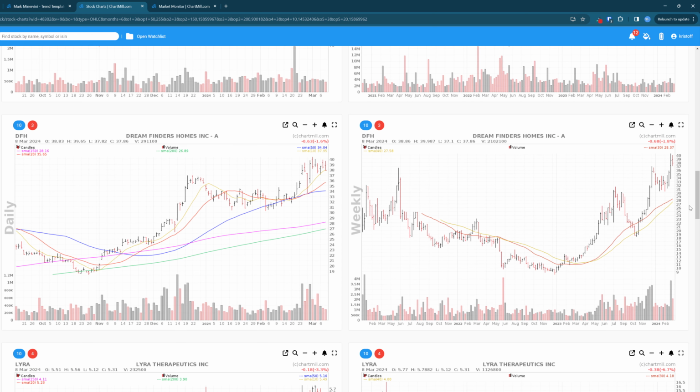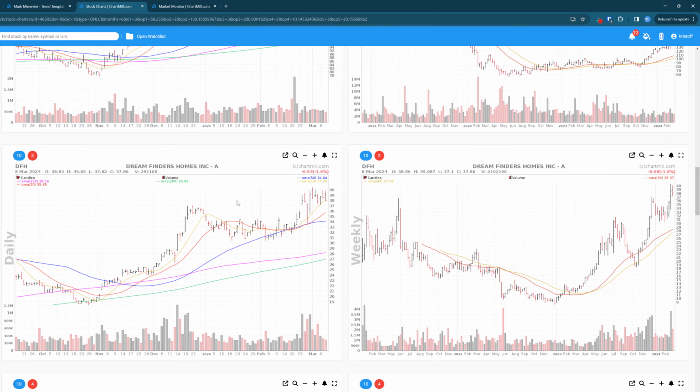Dreamfinders, it actually broke out. Now it's consolidating, some strong up move volume. I want to see some more tightening price action. But it broke out above a very strong resistance on the weekly, so that is why it caught my attention.